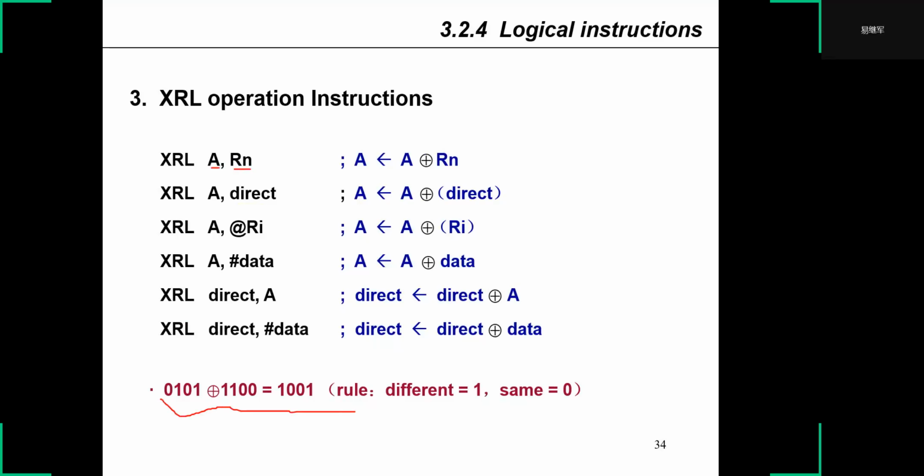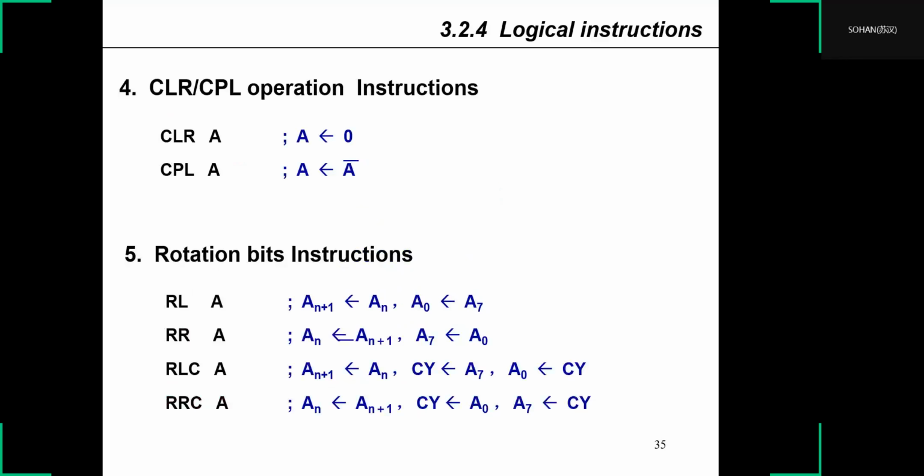This is an example for the XRL. If different, the result is equal to 1. If the same, the result is 0. CLR is clearance, set to 0. CPL just inverts.